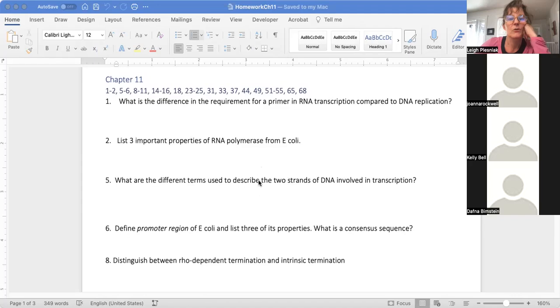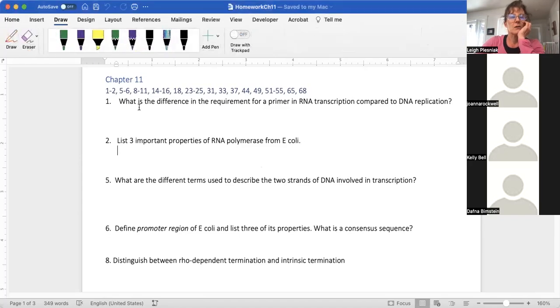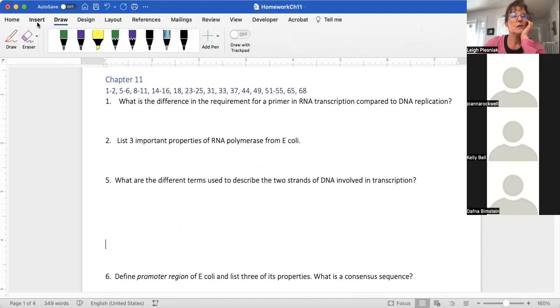What are the different terms to use to describe the two strands of DNA involved in transcription? So I would draw the duplex DNA and just draw a diagram with the plus and minus, coding and non-coding, template, sense and antisense. You guys want me to go over that? It's not as easy for me to do it on the screen.